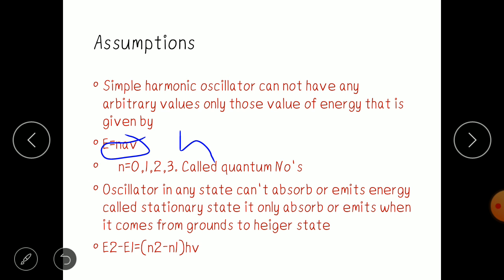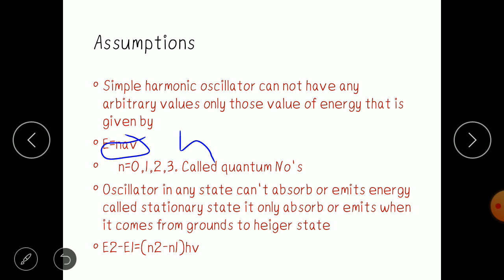For n is equal to 0, the oscillator has 0 energy, okay, 0 joule energy. And if n is equal to 1, it is 1 h nu. So this means that energy cannot have any value. It has some fixed amount of energy. It cannot have 1.5 times h nu, okay. So that is called quantization of energy, meaning it has some fixed value, okay.